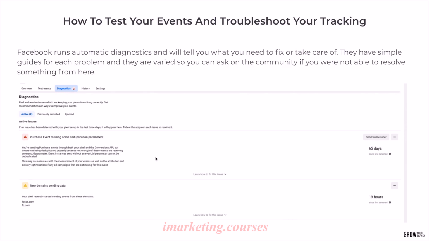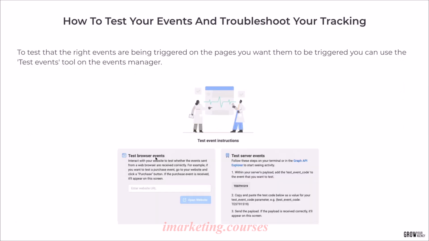Now, as you know, an event triggers once a user loads a page on their website, but it can also be a button. That can also be an event. So think, for example, like an add to cart button, but that doesn't actually usually send you to a new page. So to test that the right events are being triggered on the pages you want them to be triggered, you can use the test events tool on the event manager, okay?